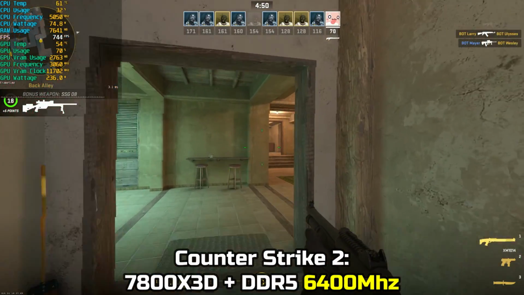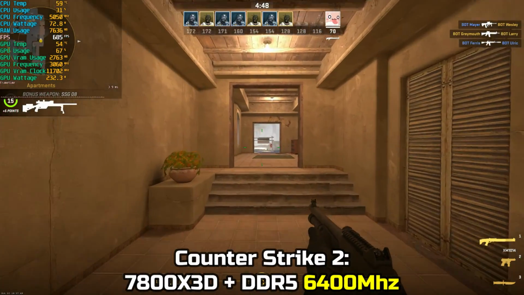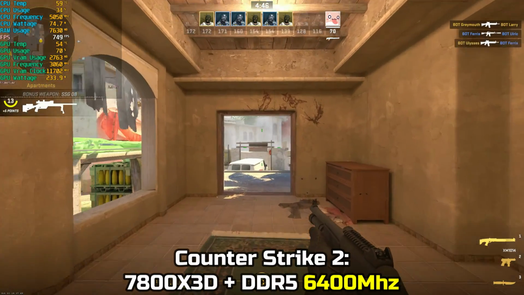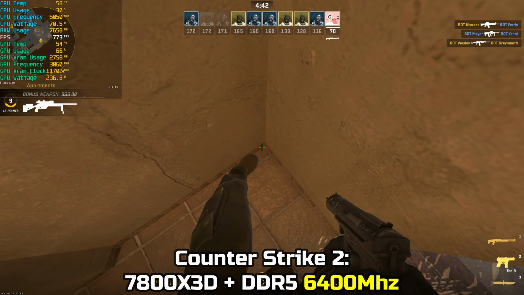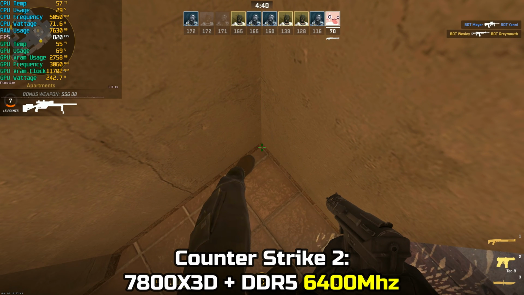So the best way to test this and compare different RAM kits and, you know, different CPU performance and all that stuff is to look in a singular spot without moving. So something like this, essentially.